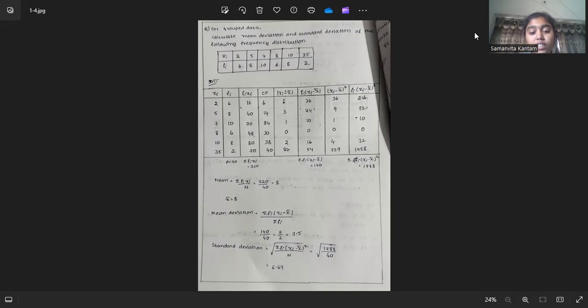We divide that by sigma fi and we get the mean deviation. Similarly, we calculate (xi minus x bar) whole square, and with that we calculate fi into (xi minus x bar) whole square. From that we get the standard deviation with the formula sigma equals the square root of sigma fi into (xi minus x bar) whole square by n, which is 6.69. We calculate for grouped and ungrouped data for the measures of variability. Thank you.